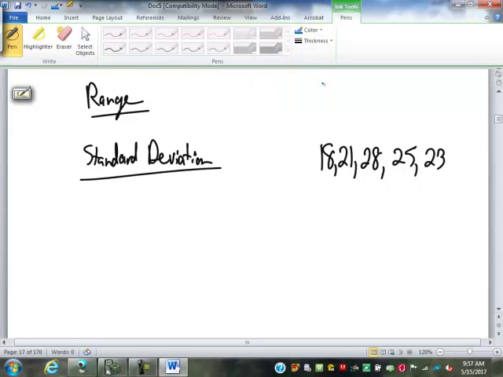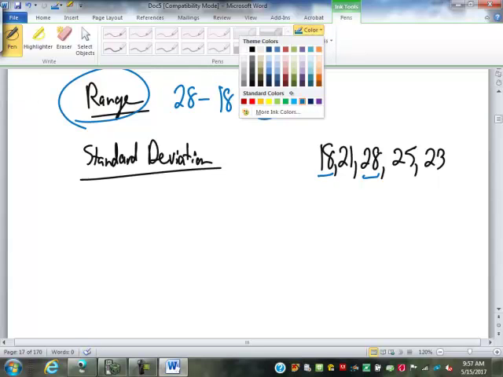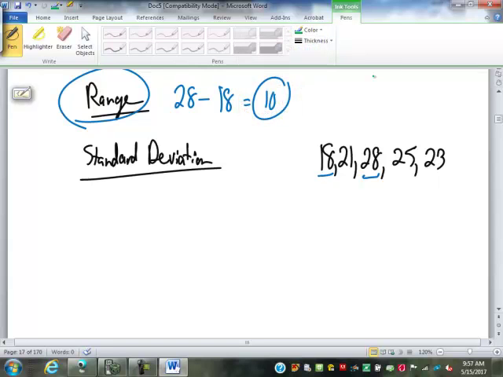First of all, if I asked you to find the range, how would I find the range? What's the largest number? 28 minus 18 will be the smallest number. It gives us a range of 10. For standard deviation, there is a 6-step process. What is step 1? Find the mean.